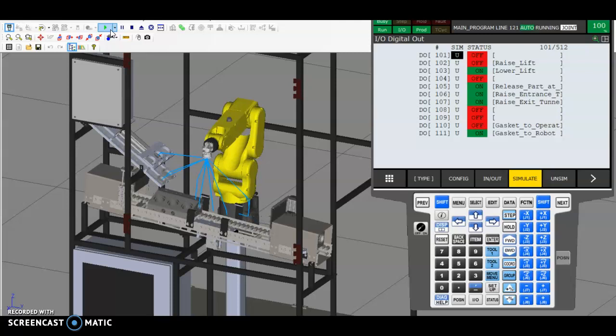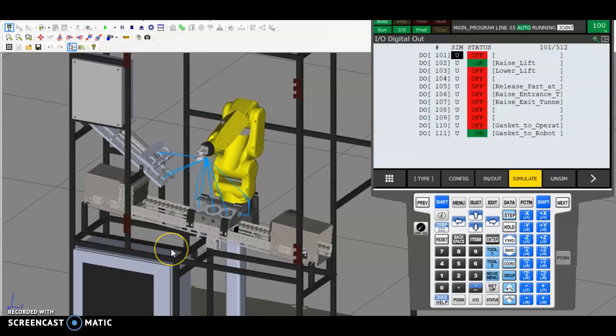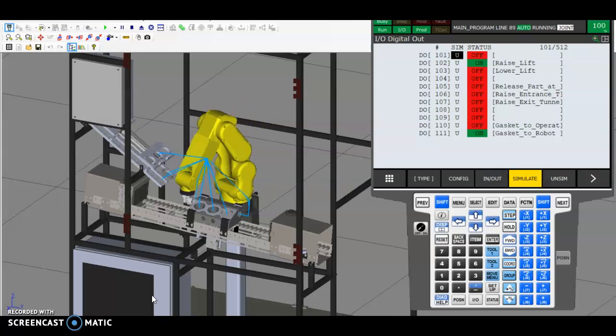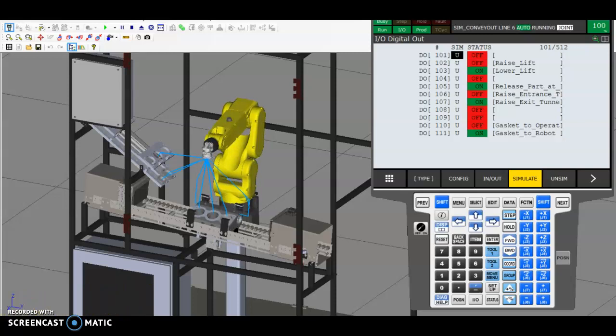One more part comes in and the same process continues for a total of 4 cycles. The robot follows the same path and trajectories. This is the last part.